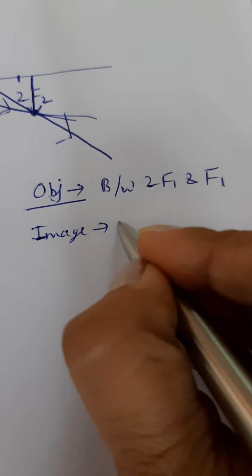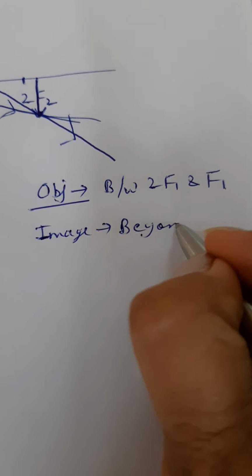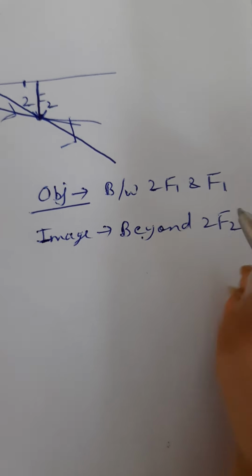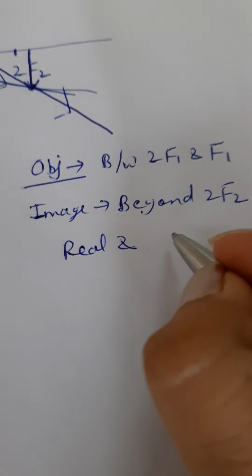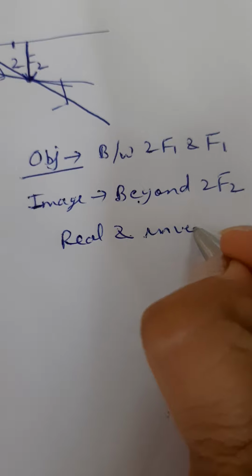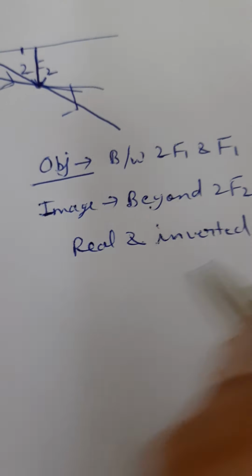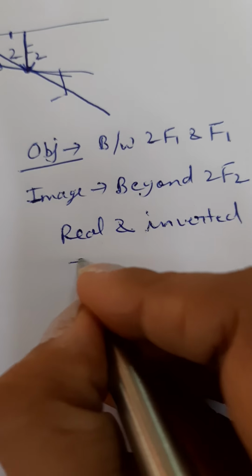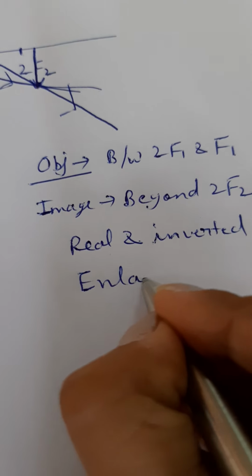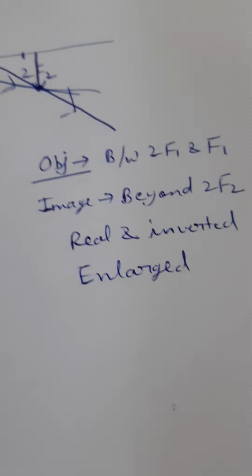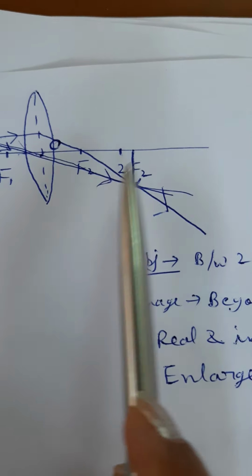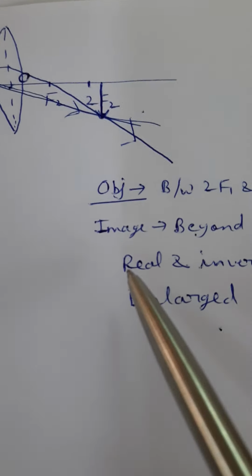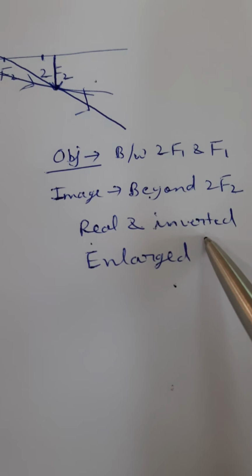The image is, we will write, beyond 2F2. What is the property of the image? Rays are meeting, so real and inverted, and it will be enlarged, larger in size. So what we are getting: if the object is between 2F1 and F1, the image will be beyond 2F2, enlarged, real and inverted. Now come to the fifth one.